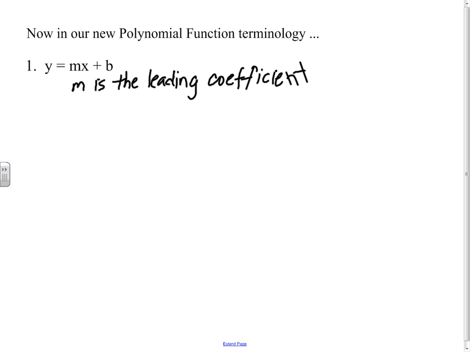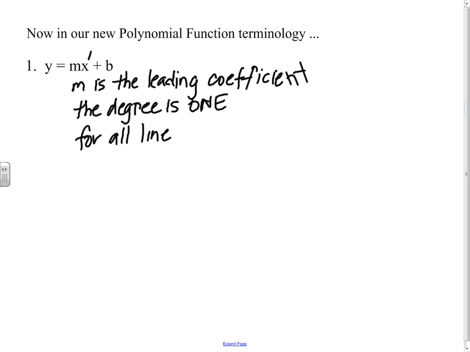The degree of the function is 1. That's because there's an invisible x to the 1 there. That's the largest power of x, so that is the degree of the function. For all linear equations, with the exception of that silly vertical line, our domain is all x values.